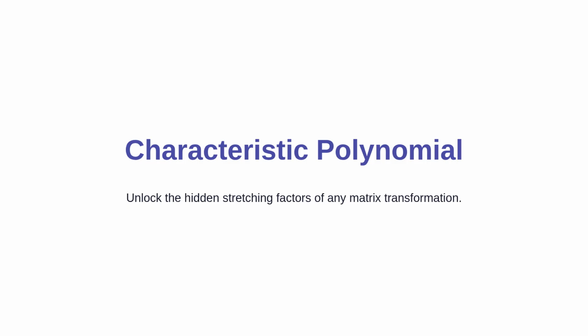Imagine you are a structural engineer testing a new bridge. You need to know the specific wind speeds that will cause the bridge to shake violently and collapse. These critical shaking frequencies are hidden deep inside the complex physics of the bridge. In linear algebra, we have a mathematical tool that acts exactly like a scanner to find these hidden critical values for any system. Let us dive in and see how it works.